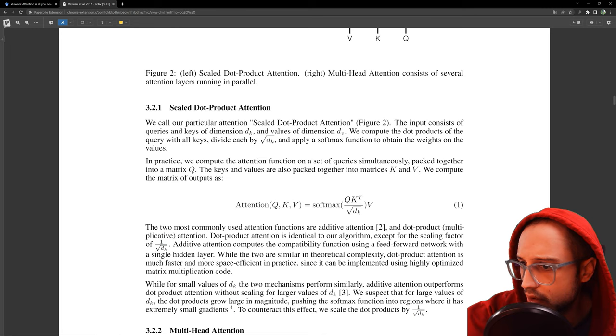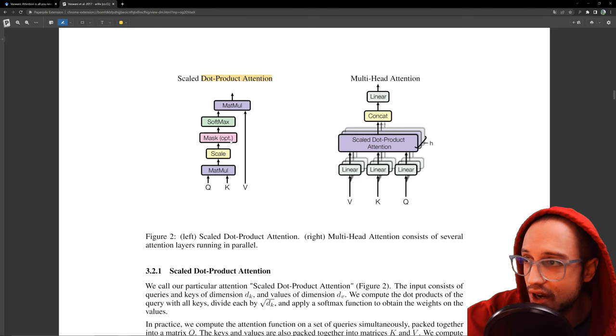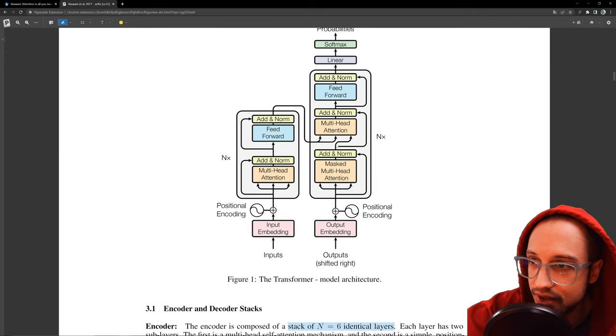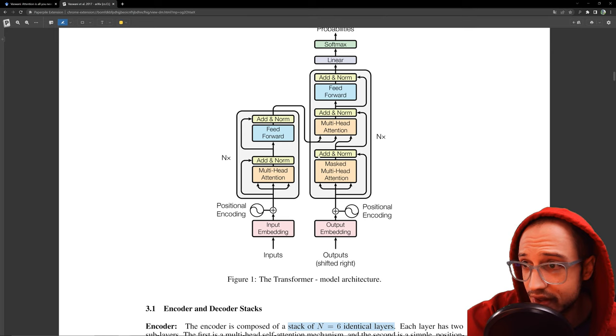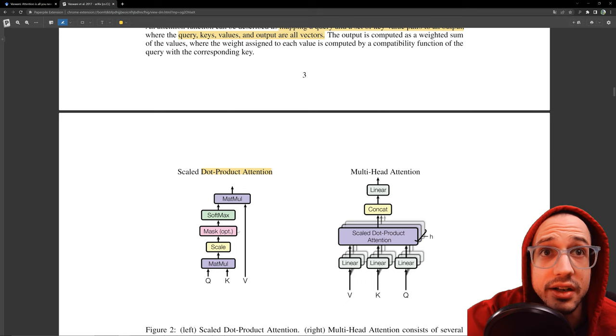Then the mask, which is optional here, OPT, optional. So in here, you're going to have the mask, right? Mask multi-head attention, you'll have that mask. If you don't have the mask, it's just multi-head attention. So that's what this mask OPT, this pink box here, is. It's basically saying that sometimes you have the mask here, sometimes you don't.